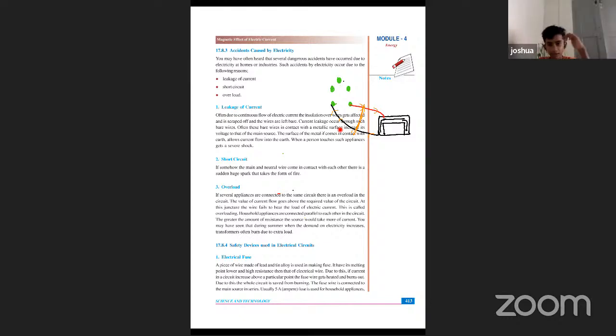So both of the wires touched each other. Yes, both of the wires touch each other, making the circuit short. Understood, everyone? Yes or no? Okay. Now, next.